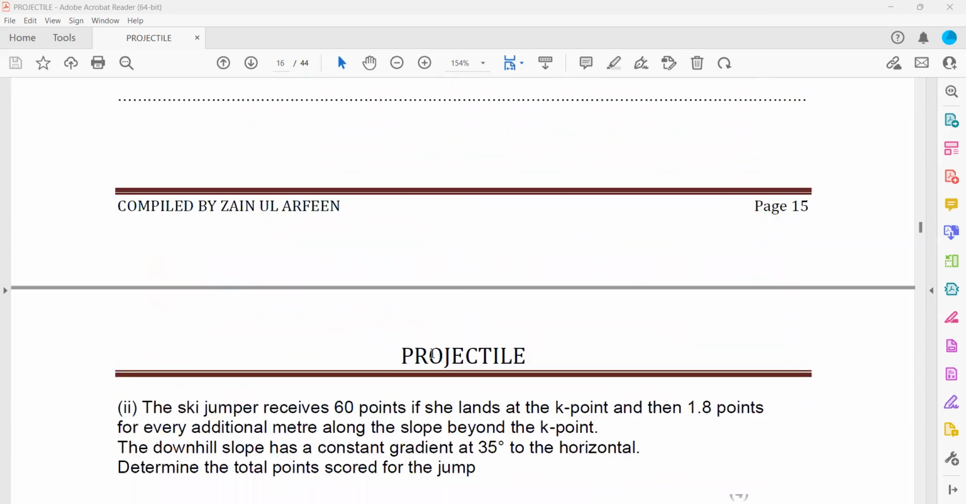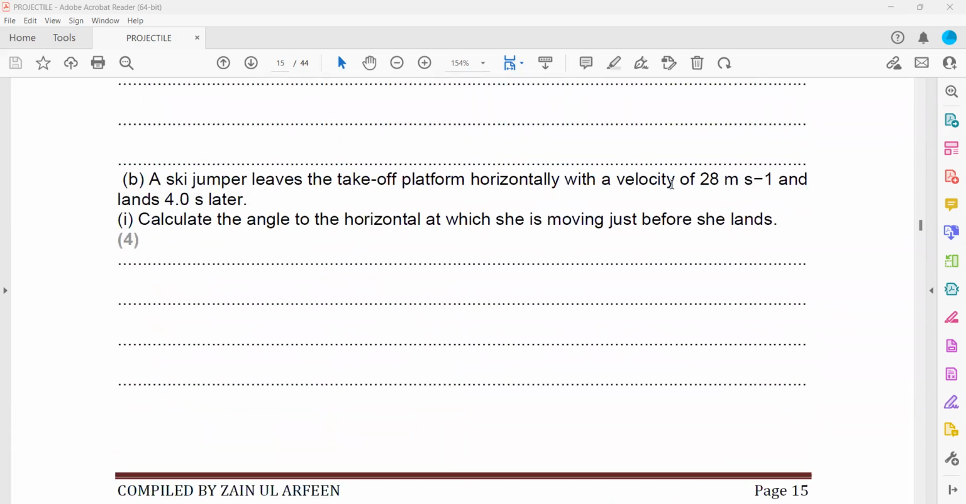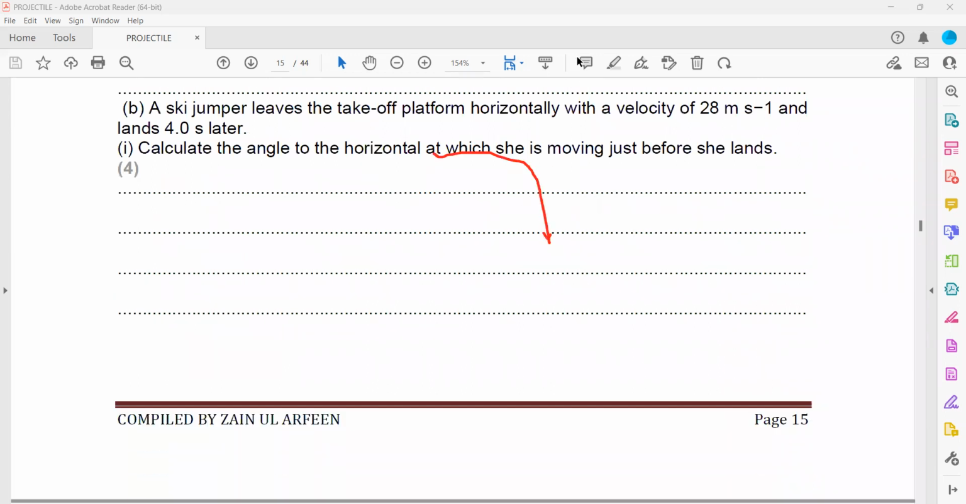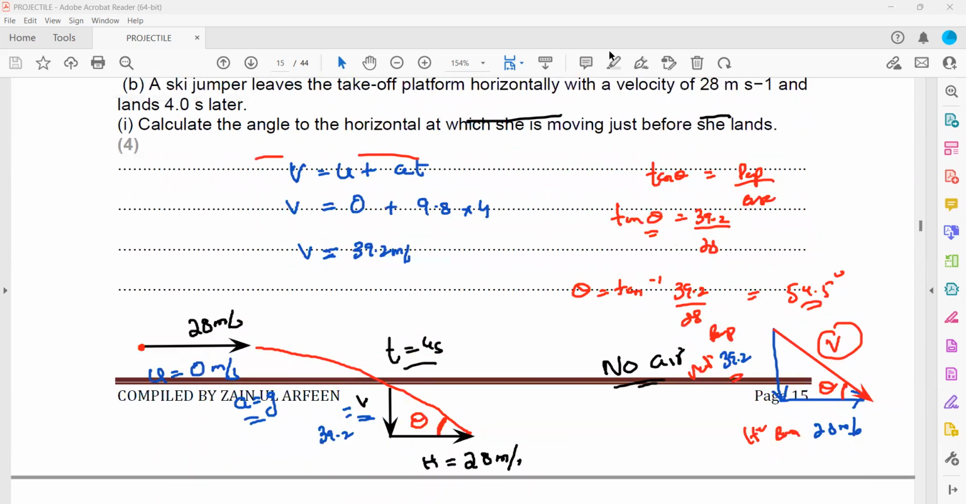The second part: a ski jumper leaves the takeoff platform horizontally, and we did a question like calculating the angle. We calculated that it was about 54.5. That was question 11. I included that part, so the solution was there. This is what we have discussed, this part B.